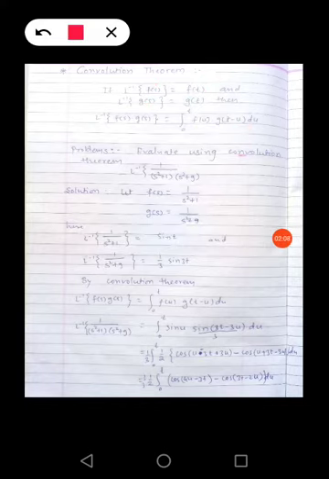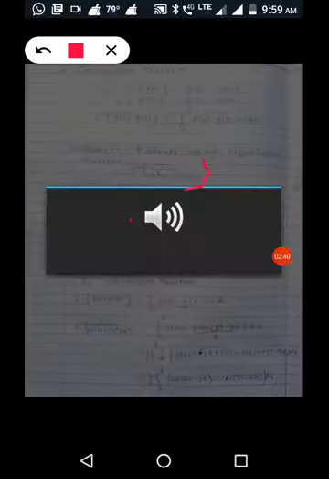So let me introduce one problem. Evaluate using the convolution theorem L inverse of 1 upon s square plus 1 into s square plus 9. So these are the product of two functions. Let me write the solution. First one is a function of s given as F of s equal to 1 upon s square plus 1, and the second one is G of s equal to 1 upon s square plus 9.